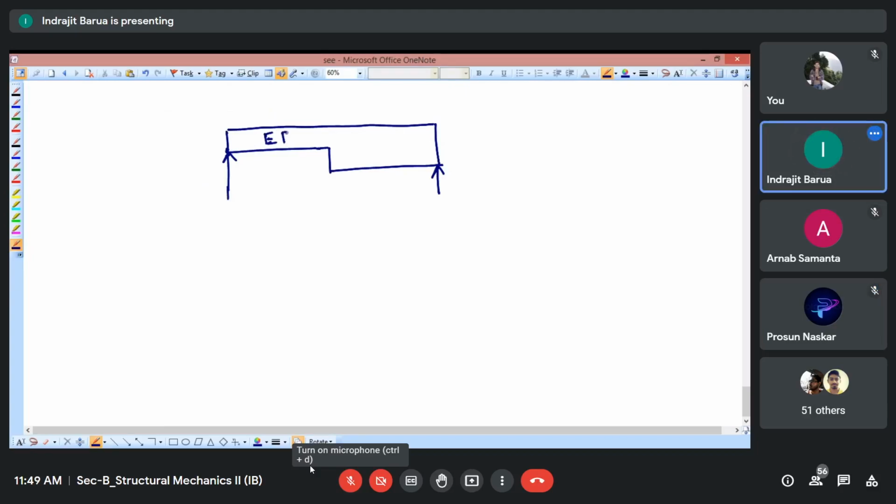Here my property is EI, here my property is 2EI. And here I have X, and in this midpoint I will be taking X from this first actually. So I have written it now: this is A point, this is B point, and this is C point.